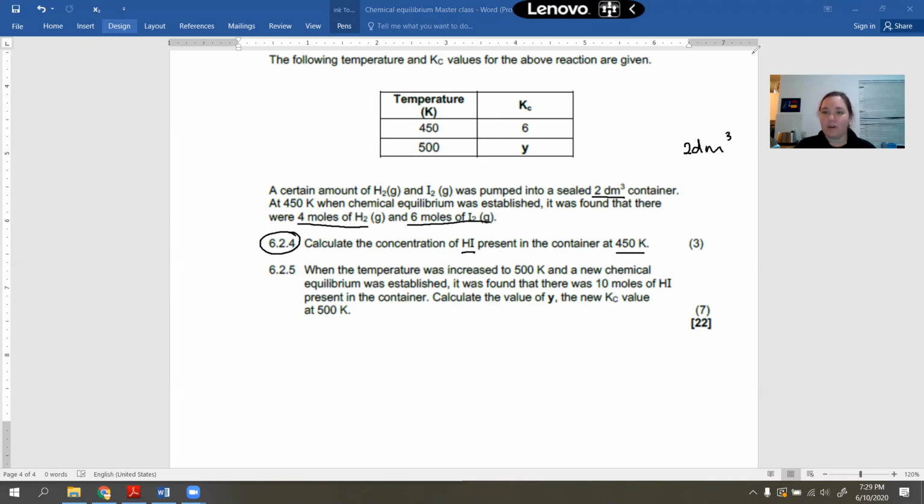This should not take very long, so I'm going to quickly pause and give you a chance to do it. Before I pause, I'm going to be nice, and I'm going to remind you that the equation was H2 plus I2 goes to give you in equilibrium 2HI.